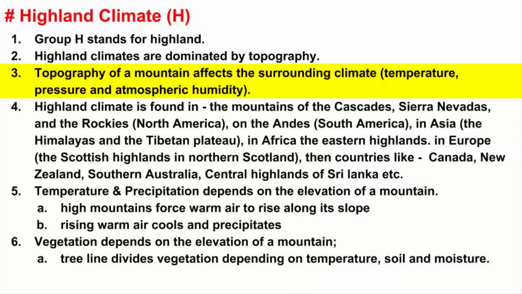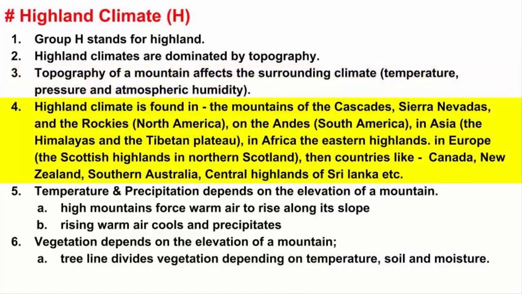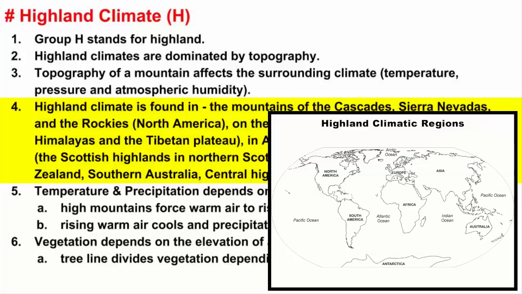As I've mentioned, highland climate is found in high mountain areas. So these are the places where you will find high mountains, and not just high mountains but plateaus and other elevated landforms. In North America, the highland climate exists on the mountains of the Cascades, Sierra Nevada, and Rockies. Then in South America, it's found on the Andes. In Asia, we have Himalayas and the Plateau of Tibet. In Africa, the Eastern Highlands. In Europe, there are the Scottish Highlands in northern Scotland. Then countries like Canada, New Zealand, Southern Australia, Central Highlands of Sri Lanka, etc. So these are some places that have big mountains followed by a highland climate.